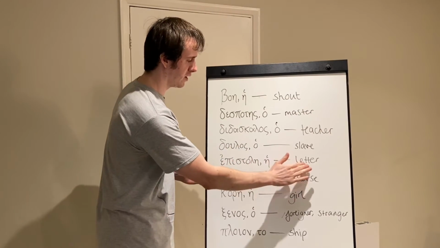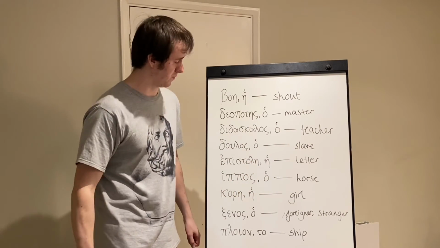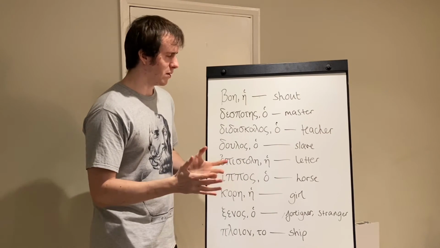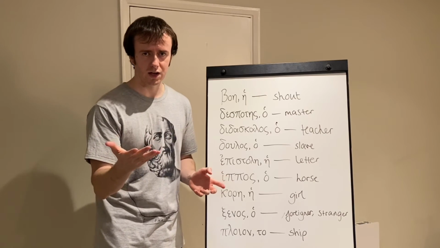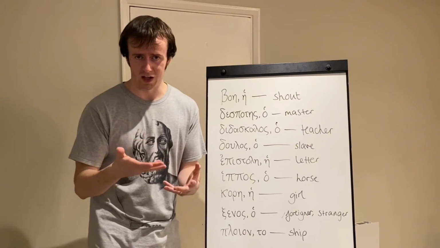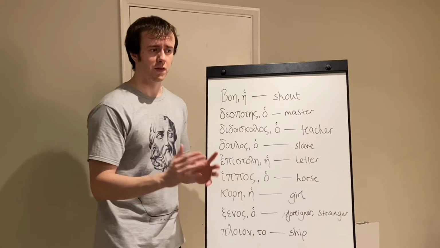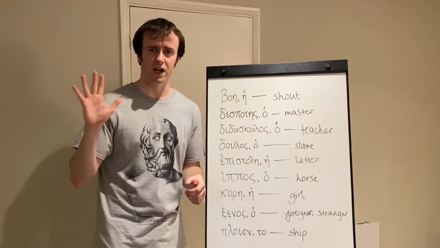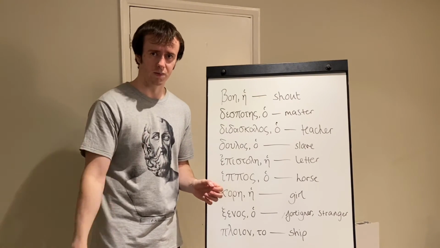Epistole means letter, in the sense of I'm going to write you a letter, not a letter of the alphabet. And we get the English word epistolary from epistole. Epistolary means in the form of a letter. So Mary Shelley's novel Frankenstein is an epistolary novel because it's written in the form of letters. We also get the word epistles from epistole. In the New Testament, you've got the Gospels and you've got the epistles. The epistles are the letters written by various members of the early Christian church, including Paul.